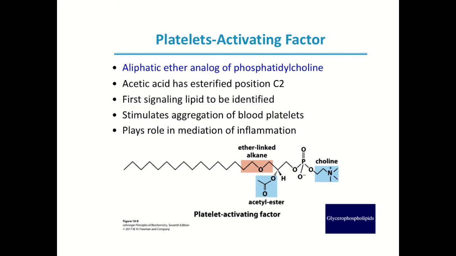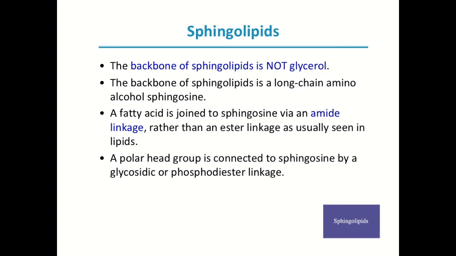This is an aliphatic ether analog of phosphatidylcholine, and you see it has an ether linkage, like the plasmalogen I just showed you, but then it also has an ester linkage to acetic acid, so that's a very short chain there. Because of that very short chain, this tends to be more water-soluble than most glycerophospholipids and plasmalogens. The head group alcohol is ethanolamine in plasmalogens and choline in the platelet activating factor. This is going to stimulate the aggregation of blood platelets, and it also plays a role in the mediation of inflammation.